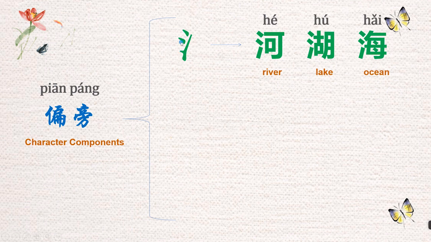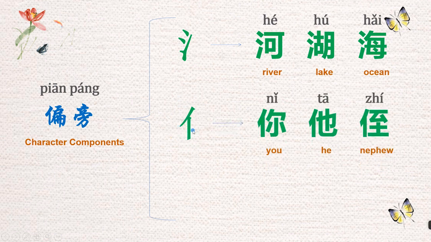This one here is 三点水, which means water. All the Chinese characters with this component, 三点水, are related to water, such as this character here, 河, it means river. And this character here, 湖, it means lake. And this character here, 海, it means ocean. See, they are all related to water.